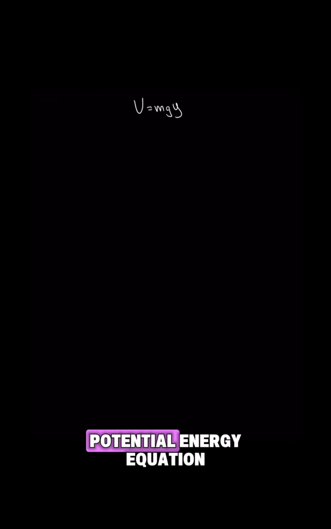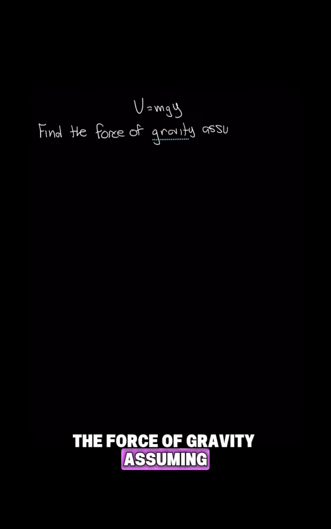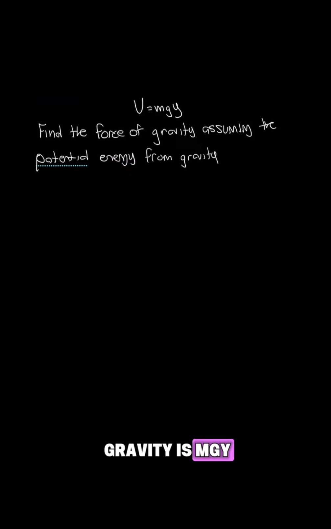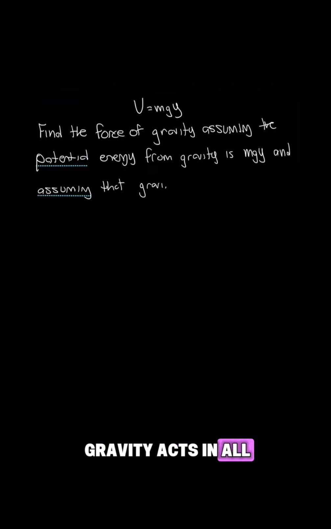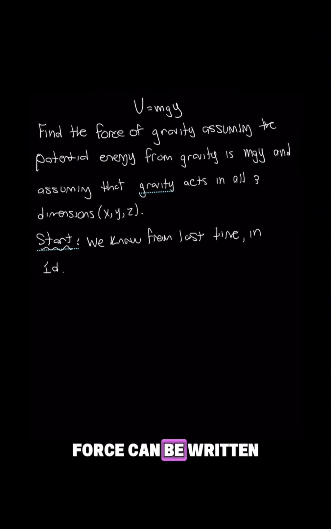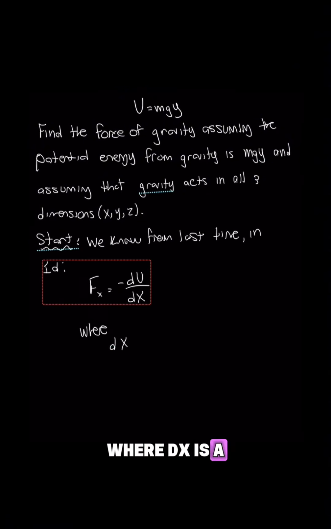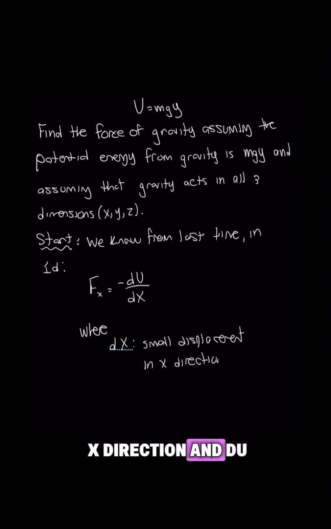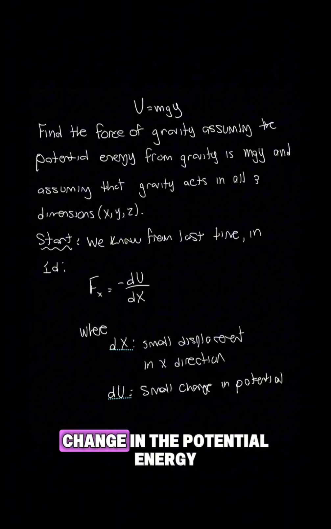Alright, so let's say you're given this potential energy equation here, and the question says to find the force of gravity, assuming that potential energy for gravity is mgy, and also assuming that gravity acts in all three dimensions, x, y, and z. To start, we know from last time in 1D, force can be written by this, where dx is a small displacement in the x direction, and du is the corresponding small change in the potential energy.